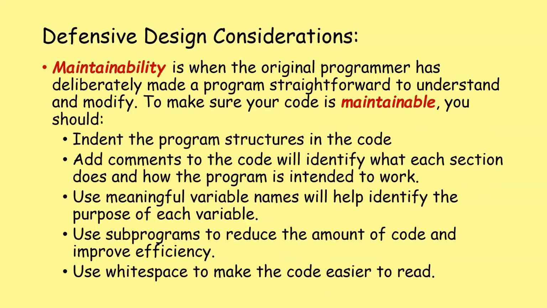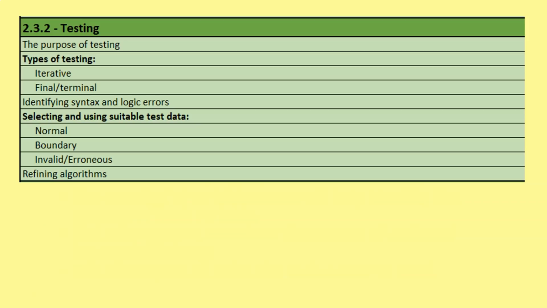Maintainability is when the original programmer has deliberately made a program straightforward to understand and modify. To make sure your code is maintainable, you should indent the program structures in the code, add comments to the code that will identify what each section does and how the program is intended to work, use meaningful variable names that will help identify the purpose of each variable, use subprograms to reduce the amount of code and improve efficiency, use whitespace to make the code easier to read.